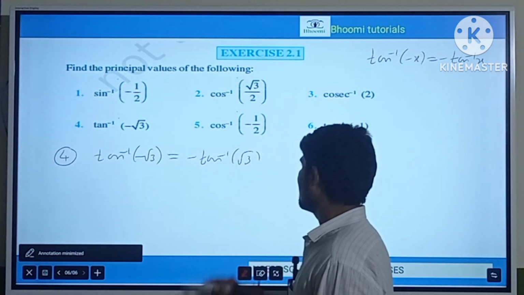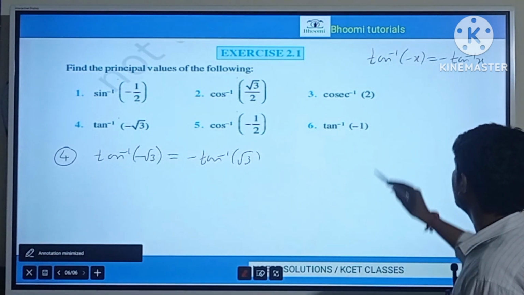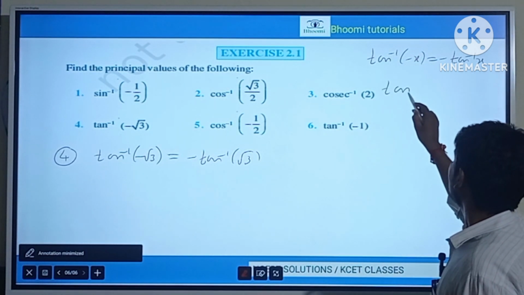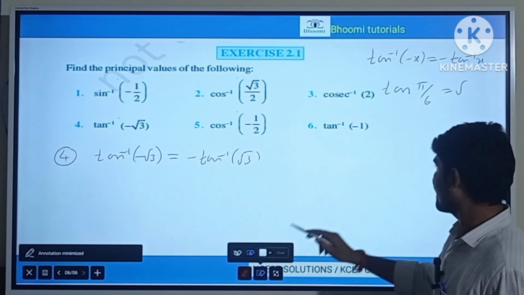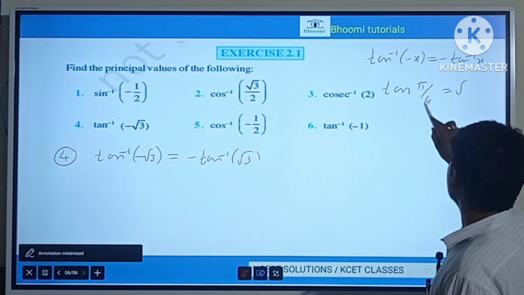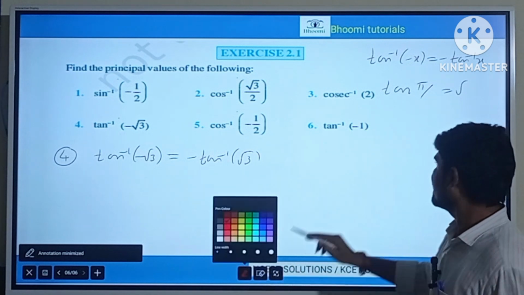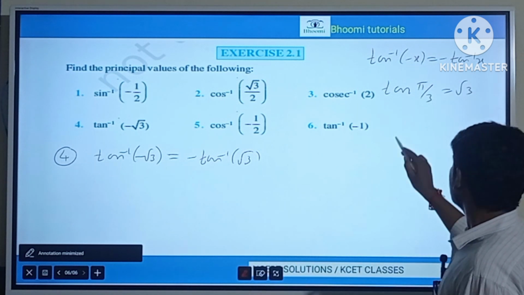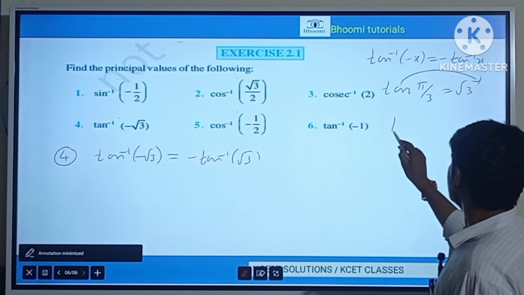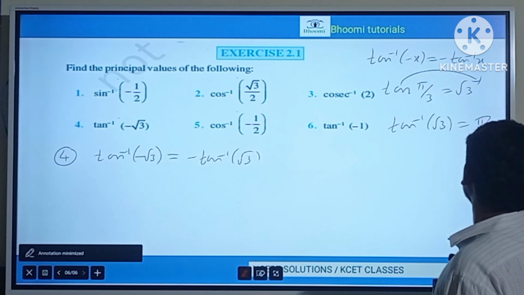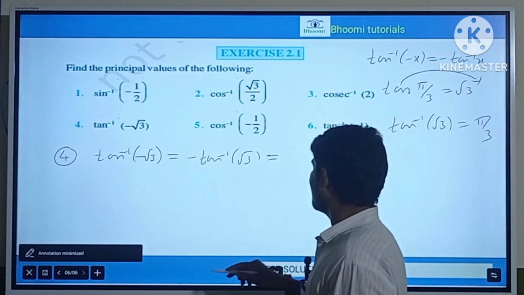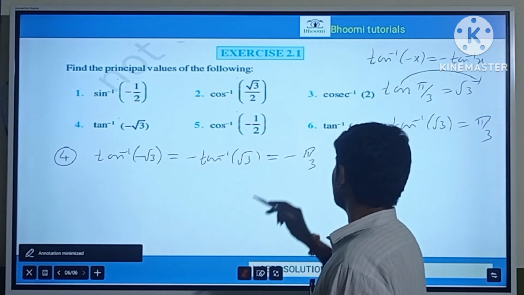Tan inverse of root 3. We know that the value of tan pi by 3 is root 3. Therefore, since this is tan on the right side, tan inverse of root 3 is equal to pi by 3. Therefore, tan inverse of minus root 3 can be written as minus pi by 3.